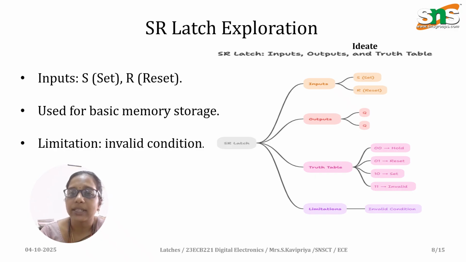The SR latch is the set reset latch. It is meant for basic memory storage and basic operations. The inputs are S and R, and the outputs are Q and Q bar. In the truth table, when the input is 0, 0, the data already stored is given as the output, which is a hold. When the input is 1, 0, the output is 1. When the input is 0, 1, the output is 0. When the input is 1, 1, the output is an invalid condition. So the main drawback of this SR latch is that when both inputs are 1, the output is invalid.